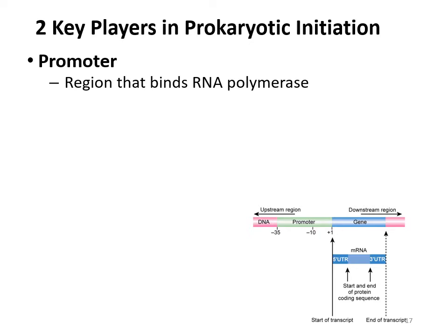The first one is the promoter, and next to the word promoter, I want you to write DNA sequence. So the promoter is a DNA sequence that basically tells the RNA polymerase, hey, I'm a gene that needs to be expressed, come here and bind to me. So the promoter is what gets recognized by RNA polymerase in order to be expressed. Every single gene needs a promoter in order to be expressed. Otherwise, RNA polymerase, which builds the RNA, would never be able to arrive at that gene to transcribe it.